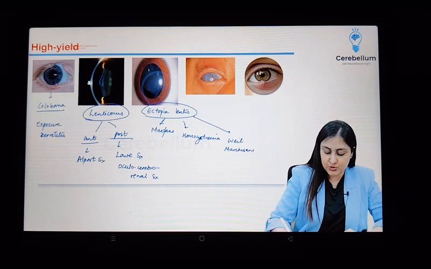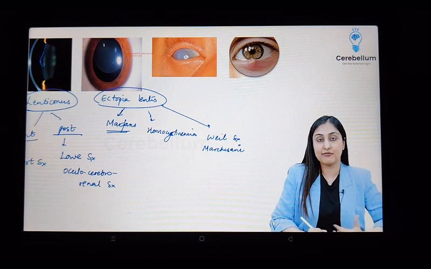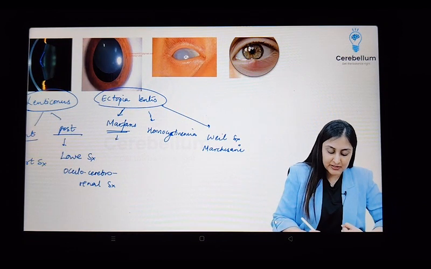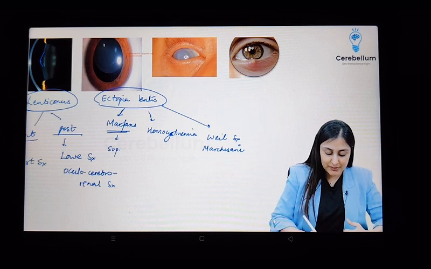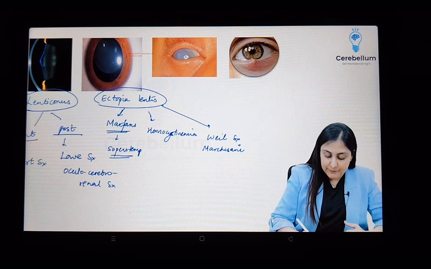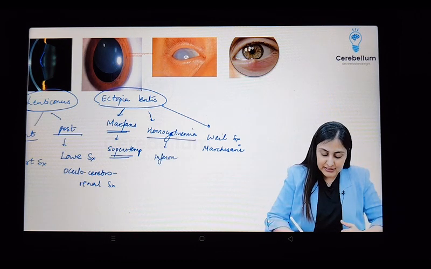I'm going to tell you the clues which will help you identify amongst these. Marfan's, I'm sure you know, has Marfanoid habitus. Here the deviation is going to be outwards like a fan, so this is going to be superotemporal. Just like fan, it is superotemporal. Homocystinuria has an inferonasal deviation.